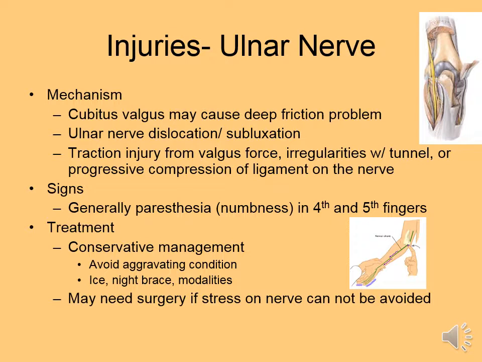And we can also get a traction injury from the valgus force, like pitching, irregularities within the tunnel, so maybe there's a little bone spur or something rubbing on it, or progressive compression of the ligament on the nerve, or even progressive compression in any way. My supervisor at Michigan gave himself ulnar nerve problems from leaning on the armrest in his wife's car. When he would drive that, it would cause him a lot of issues.